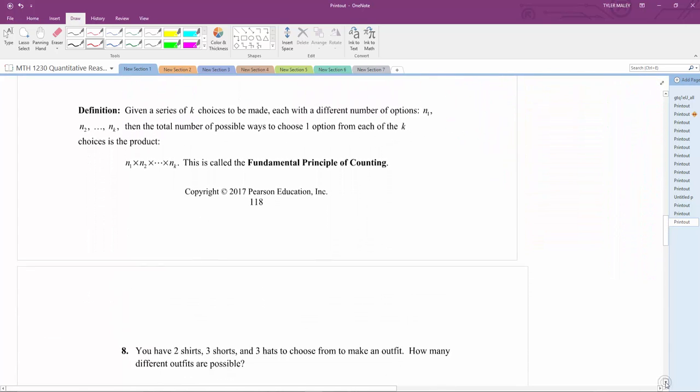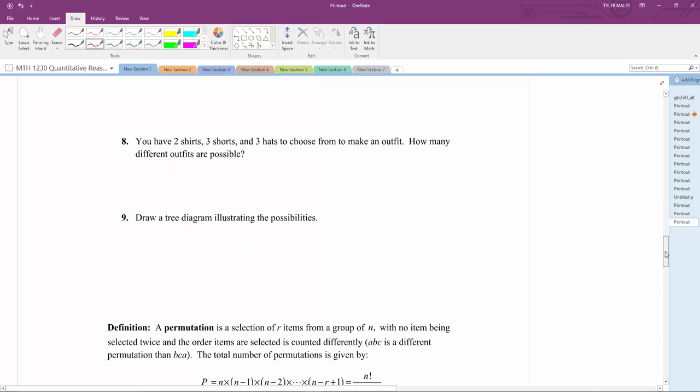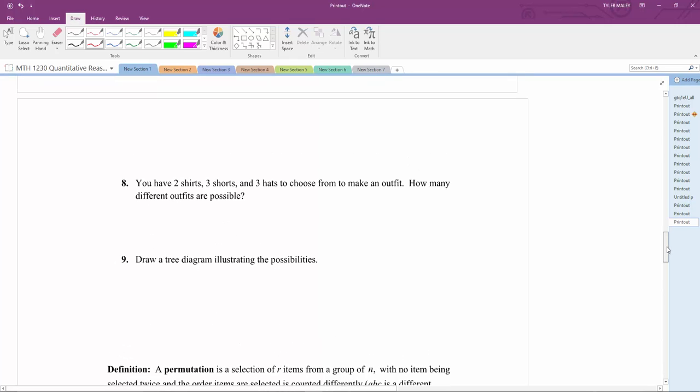So now we're ready to look at the fundamental principle of counting. What this says is, given a series of k choices to be made, where each one has a different number of options, so we have n1, n2, nk, these are the different options, then the total number of possible ways to choose one option from each of the k is the product. So we multiply. This is the fundamental principle of counting.